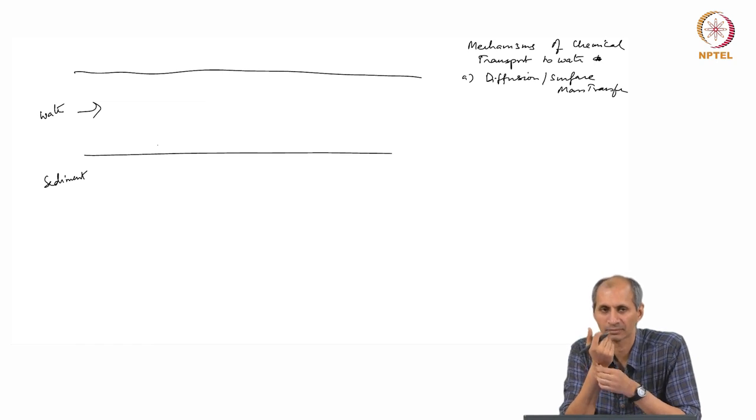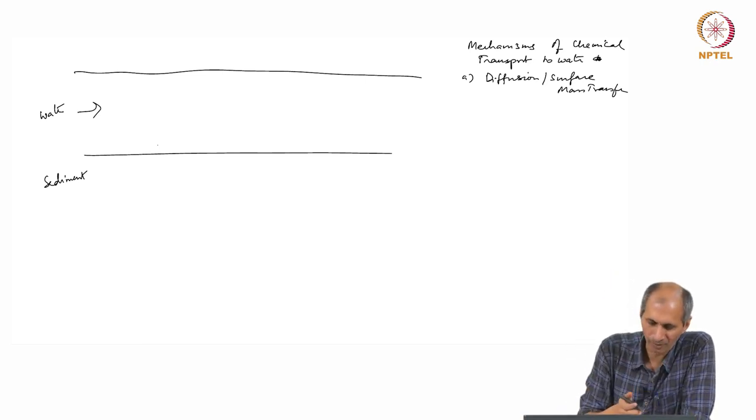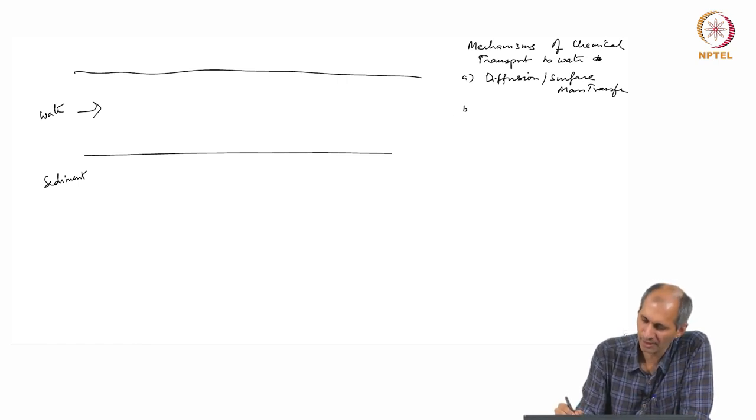Color. Yeah, then you invoke water quality parameters, color or turbidity. So turbidity is a big thing. So when can turbidity come? What we mean by turbidity here is a mechanism called resuspension.